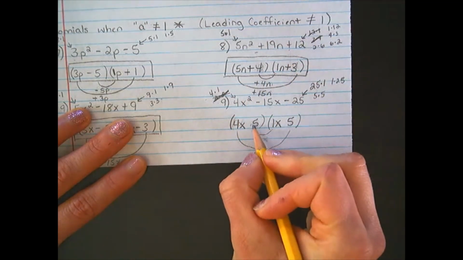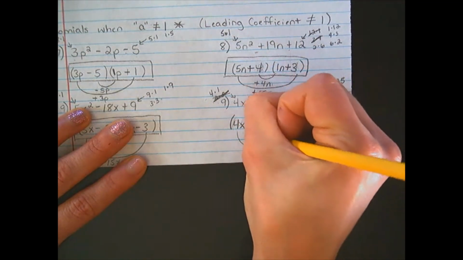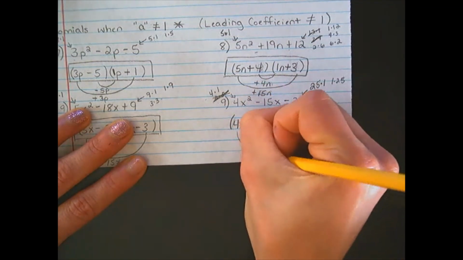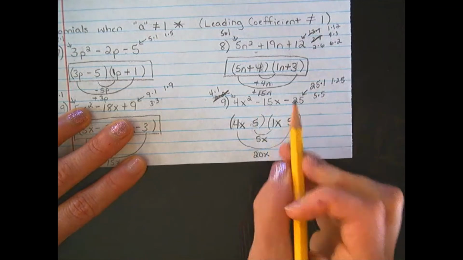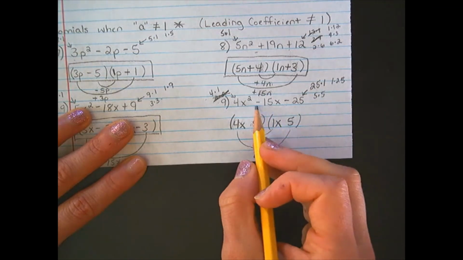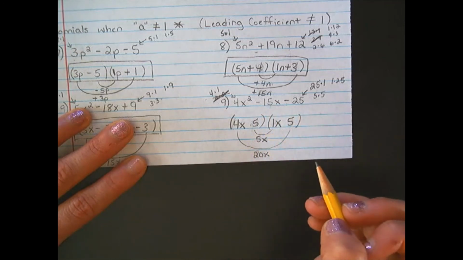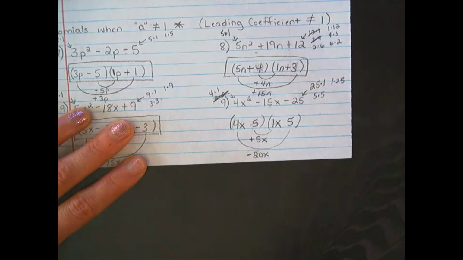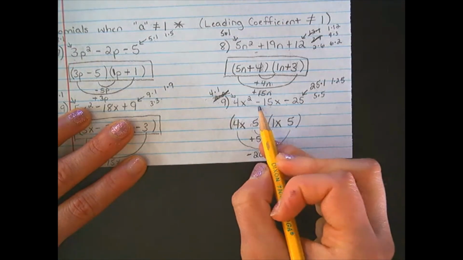So let's say we've got 5x and 1x. Multiply them, you get 5x. 4x times 5, you get 20x. And remember, the signs are different. So do these combine with different signs to give me a negative 15? And I think they do. Because if you put a positive with this and a negative with that, they will give you the negative 15.